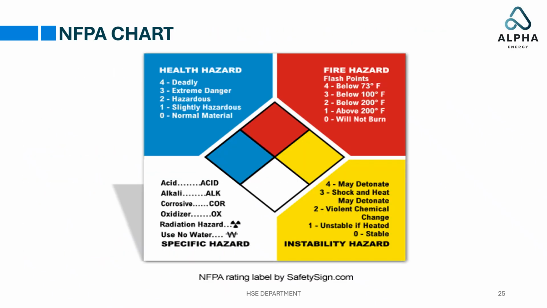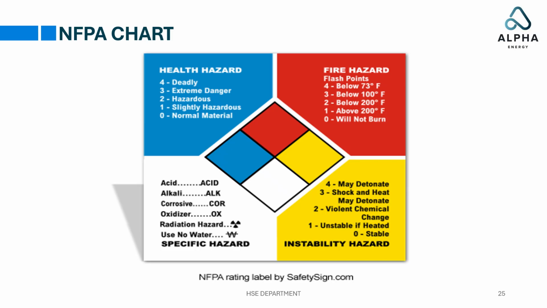This image shows the NFPA chart, also known as the fire diamond, which follows the NFPA 704 standard for hazard identification. It uses a color-coded, diamond-shaped symbol to quickly communicate the dangers of a chemical during emergencies. The blue section indicates health hazards, 0 indicating normal, and 4 indicating deadly.